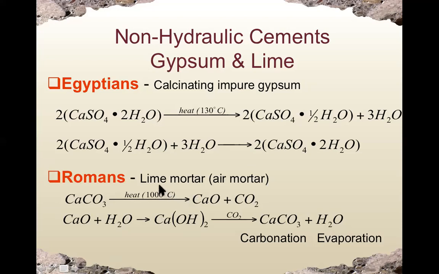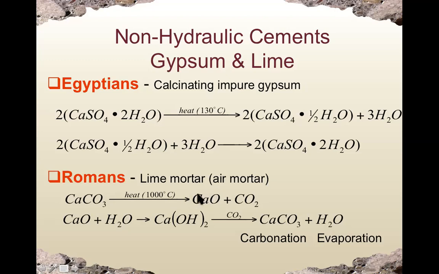Ancient Roman engineers used so-called lime mortar. So first of all, they heat up this CaCO3, which is limestone, calcium carbonate, to 1,000 degrees Celsius. So as you can see, a much higher temperature than what the ancient Egyptians used. Okay. Then the limestone will decompose into calcium oxide, CaO, plus carbon dioxide. Okay. And CaO is also called lime.